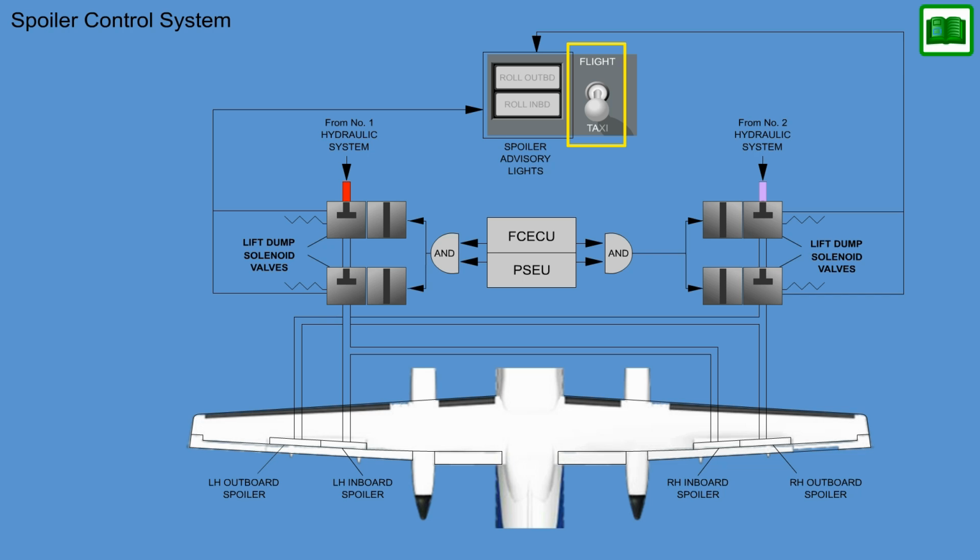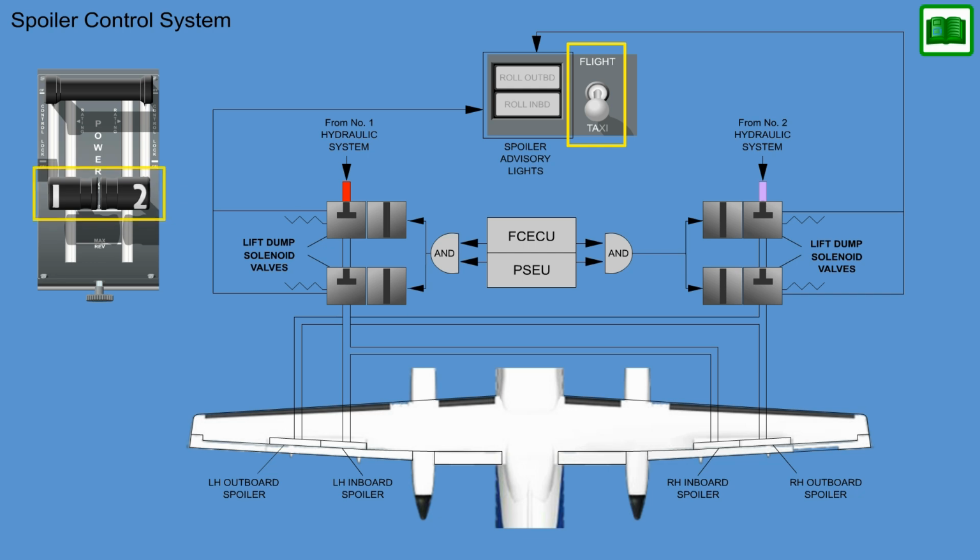The flight taxi switch has 2 positions, flight and taxi. The switch is spring-loaded to the flight position, but must be manually selected to the taxi position and is maintained in this taxi position by a hold-in solenoid. However, if both power levers are advanced above flight idle plus 12 degrees for another takeoff, the flight taxi switch automatically moves to flight position. All spoiler panels retract, and the roll inboard and roll outboard advisory lights will extinguish.